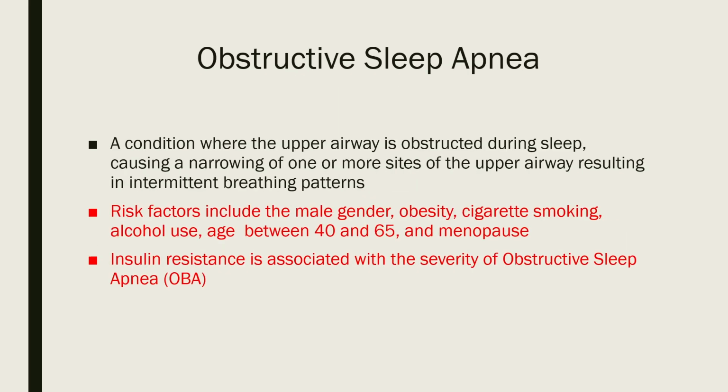So, obstructive sleep apnea. This is a condition where the upper airway is obstructed during sleep, causing a narrowing of one or more sites of the upper airway, resulting in intermittent breathing patterns. So some risk factors will include the male gender, obesity, cigarette smoking, alcohol use, the patient's age, if they are between 40 and 65, and females who are going through menopause.